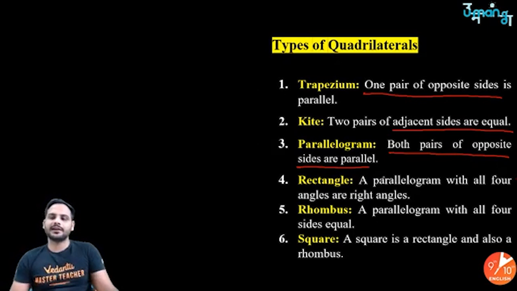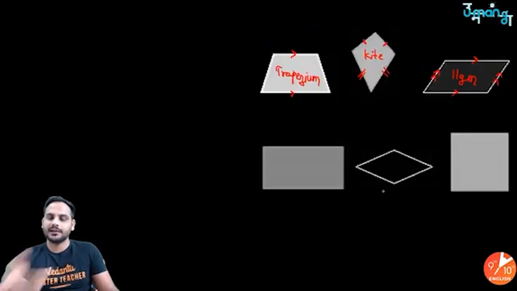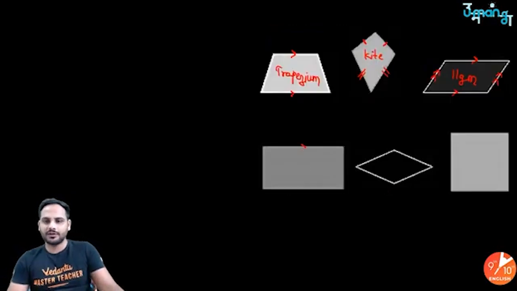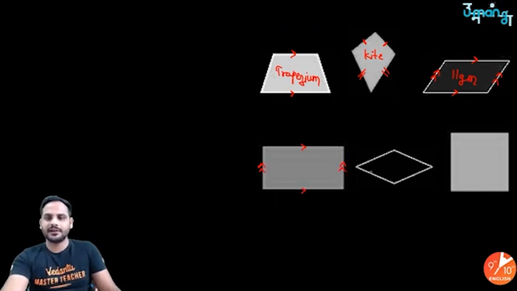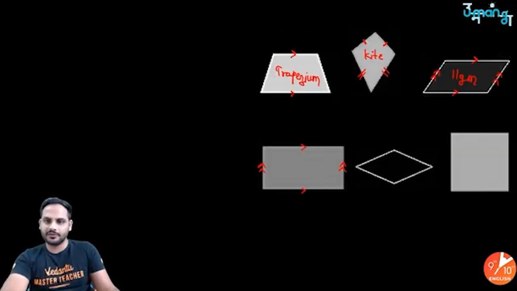Then what is a rectangle? A rectangle is a parallelogram with all four angles as right angles. That means a rectangle is a parallelogram, because in a rectangle also the opposite sides are parallel as well as equal. Since a rectangle is a parallelogram, it will follow all the properties of the parallelogram. So a rectangle is this, in which all the angles are 90 degrees. All the angles are equal to each other.